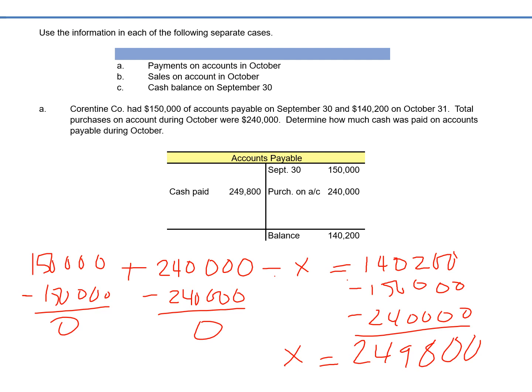So our cash paid is $249,800. Hope you did well on that one. Let's look at part B.